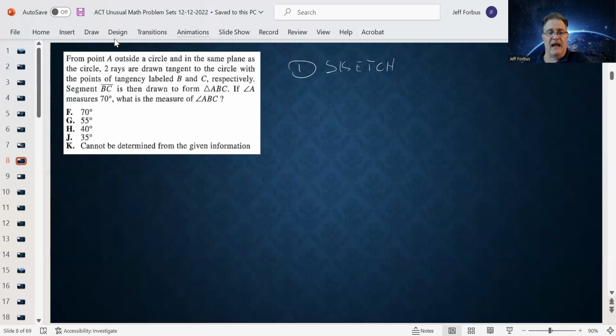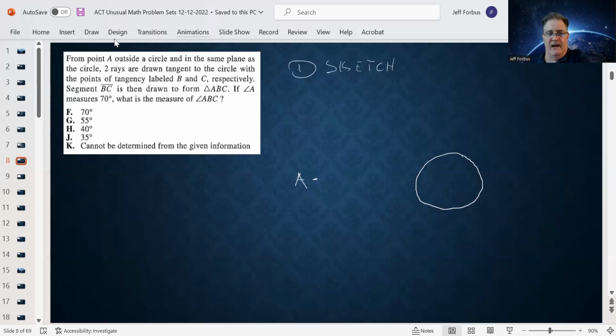From point A, outside of a circle, stop. Let's sketch it. Here's my circle. It says from point A, outside of a circle. So here's A. There's its point. It's outside of the circle. You could draw it anywhere you wanted to. For the sake of fitting all this on the PowerPoint background, I put it to the left. I could have put it to the right.